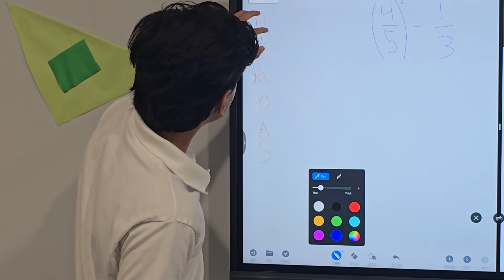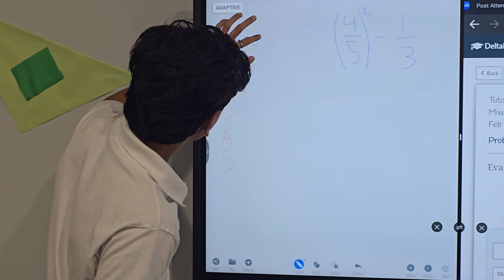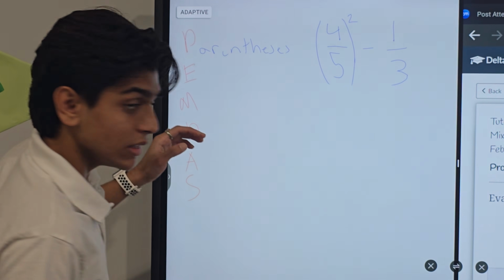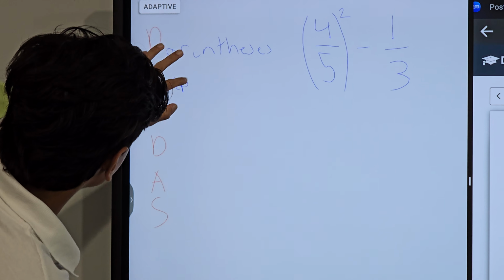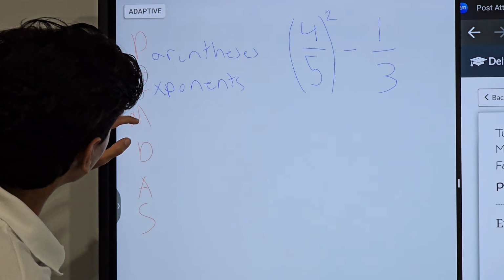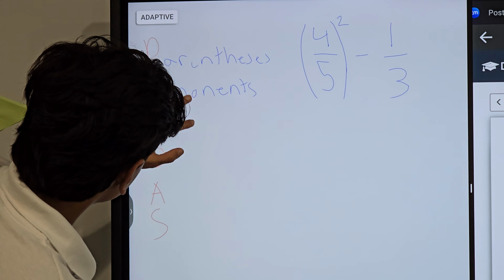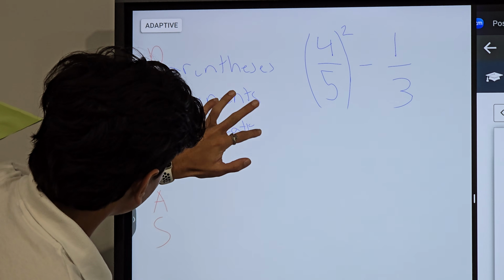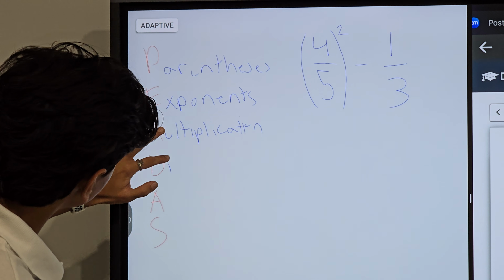The P stands for parentheses. The E stands for exponents. The M stands for multiplication. The D stands for division.